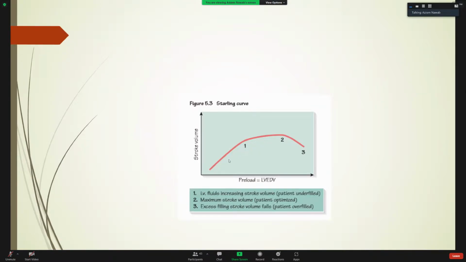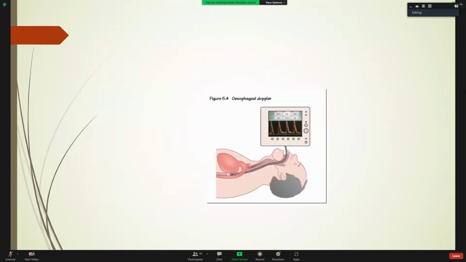We'll have a linear increase of stroke volume the more we preload the patient until we reach the area where the patient is underfilled. The more we give them fluid, the more stroke volume, until the point of maximum stroke volume is achieved, which is the patient's ideal zone. We want the patient to be in this position. Afterwards, if we overload the patient, the stroke volume will drop, which is called the Starling curve.